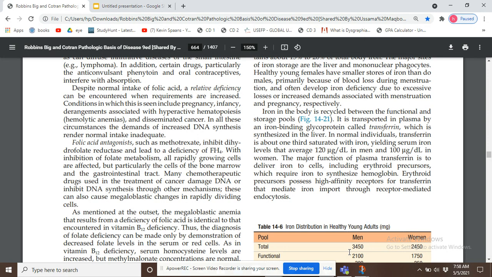We will talk about this paragraph in a few seconds. Okay, here they are talking about transferrin, which is an iron binding protein.